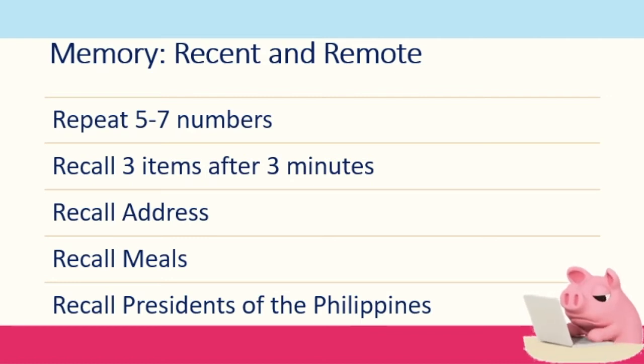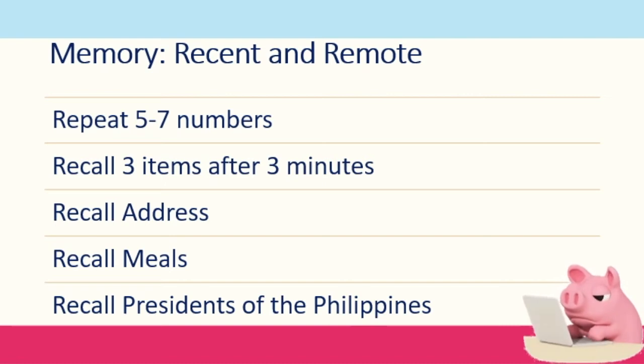Then class, you have your repetition of 5 to 7 numbers. Then you have recall of 3 items after 3 minutes. Then recall address, recall meals, and then possibly recall the presidents of the Philippines. So asking about the presidents of the Philippines for the past 3 terms, for example, would mean class that the remote memory of the patient is still intact.